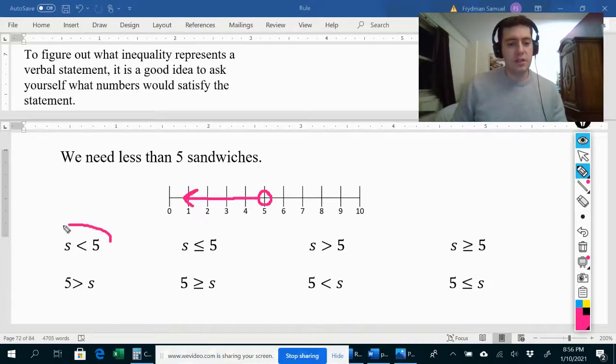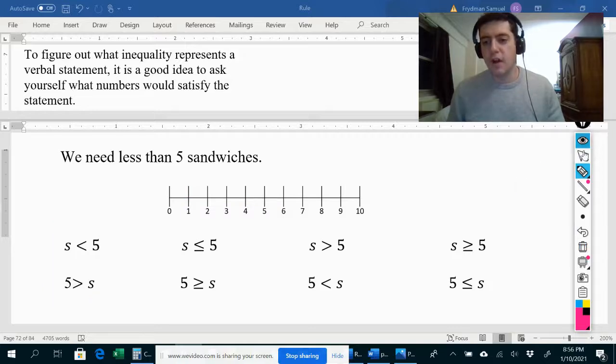So these are the inequalities that we're going to pick for this one, okay? S is strictly less than 5. Okay, it's less than 5, but it cannot be equal to 5, which is why we're not picking these two. All right, S is strictly less than 5. Moving on.